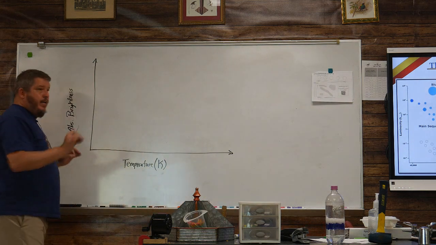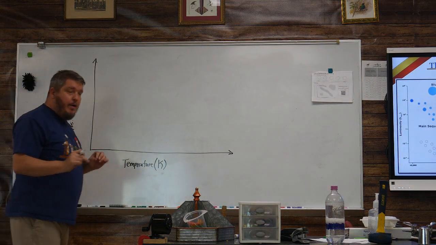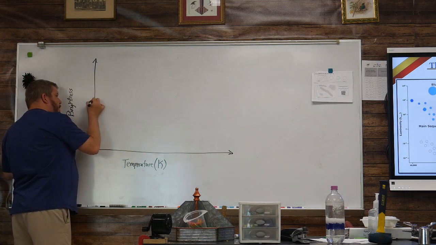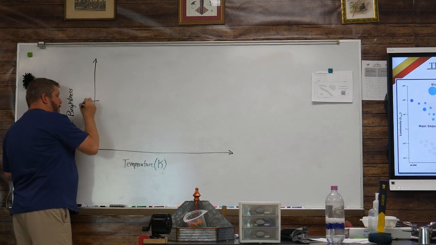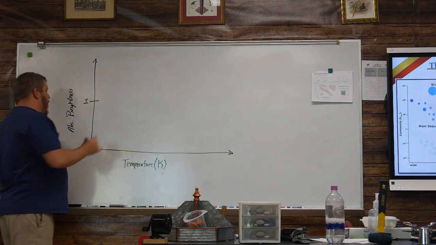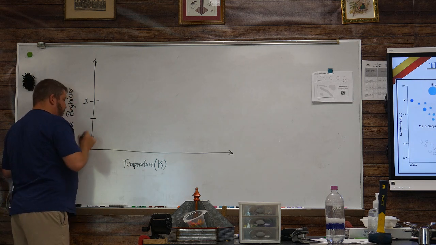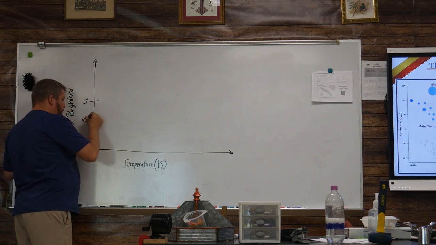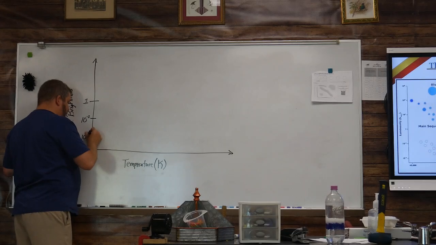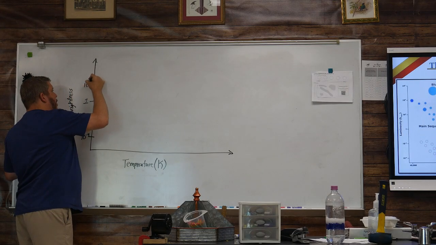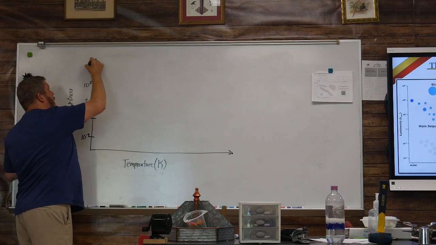Now, there's some tricky things about this graph that I want to make sure you're very aware of. First of all, right here in the middle, we're going to put a 1, okay? And then numbers that are less than this, we're only going to put 2 tick marks. We're going to put 10 to the negative 2 and 10 to the negative 4. And then we're going to go to 10 to the positive 2 and 10 to the positive 4.